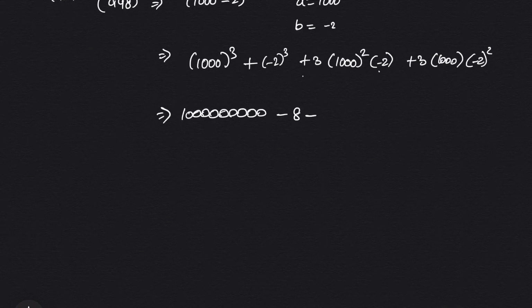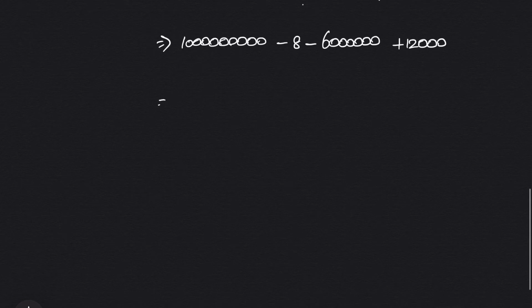So 6 lakh. Then minus 2 power 2, so the minus will be positive, then 4 cross 3 is 12, so 12,000. After simplifying we get 10,11,992. That's it. This is the value of 998 whole cube.